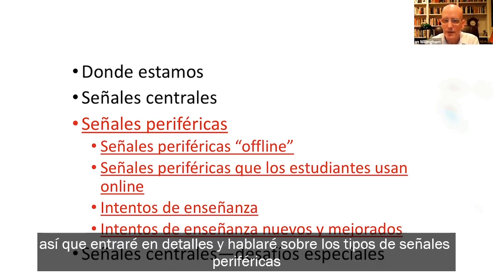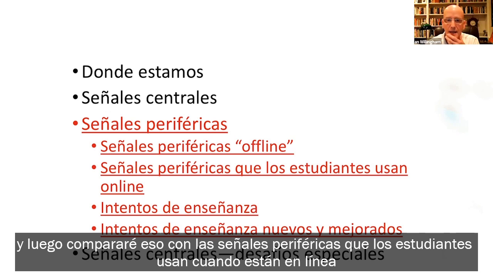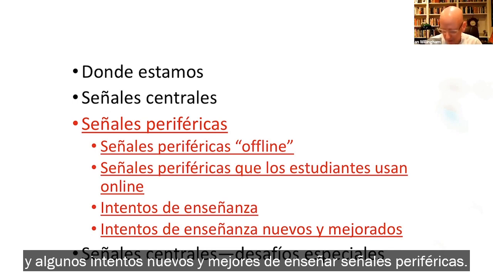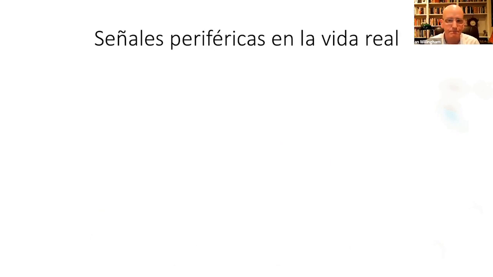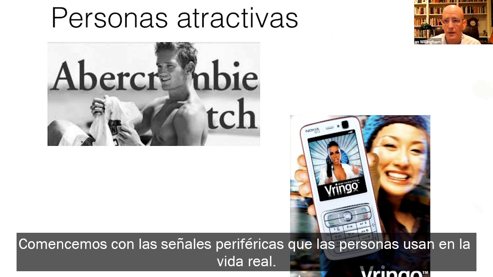I'll get into a little bit of detail on this and talk about the types of peripheral cues people use offline when they're not evaluating online sources, and then compare that to peripheral cues that students use when they're online, and then attempts to teach students how to use peripheral cues, and some new and better attempts to teach them. So let's start with the peripheral cues that people use in real life.